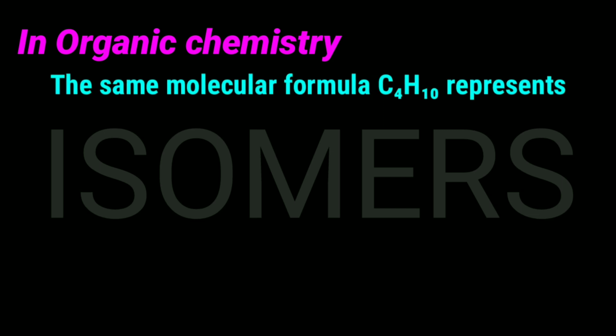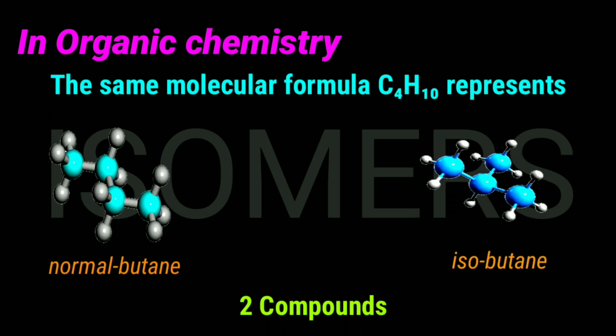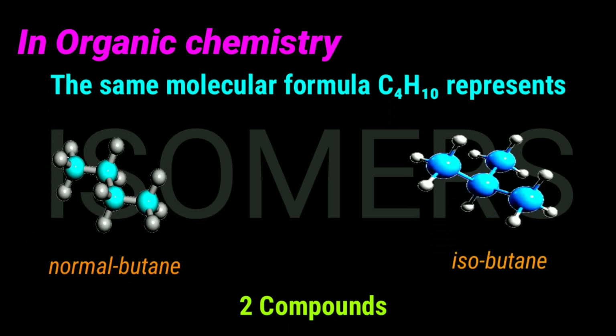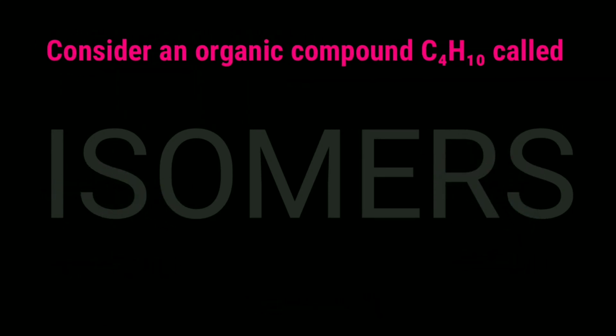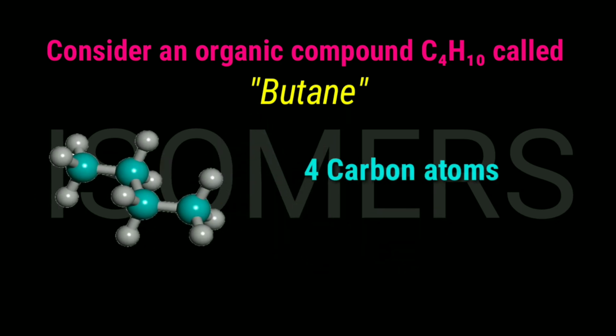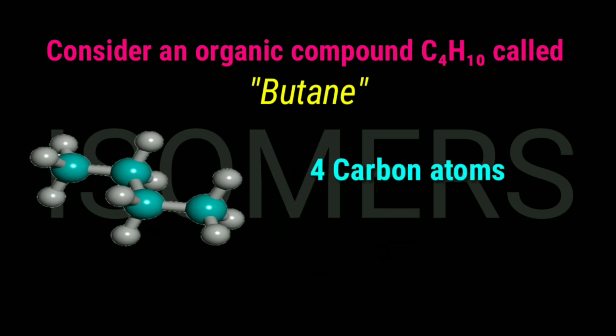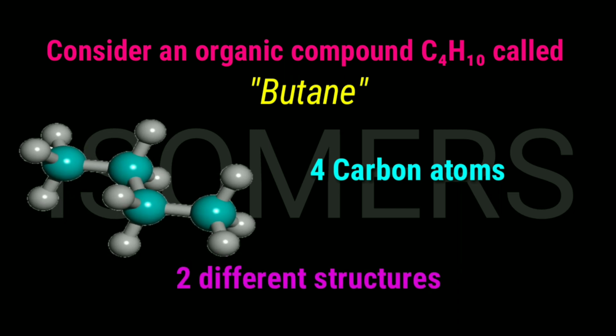Isomers. For example, in organic chemistry, the same molecular formula of C4H10 represents two compounds, normal butane and isobutane. This point will become more clear from the following example. Consider an organic compound C4H10 called butane. This compound contains 4 carbon atoms which can be joined in two different ways to give two different structures.